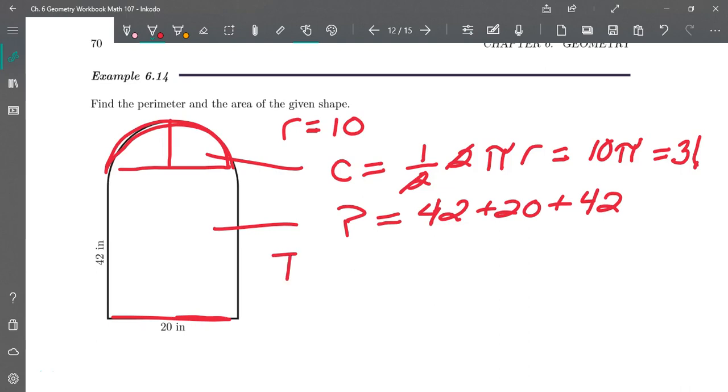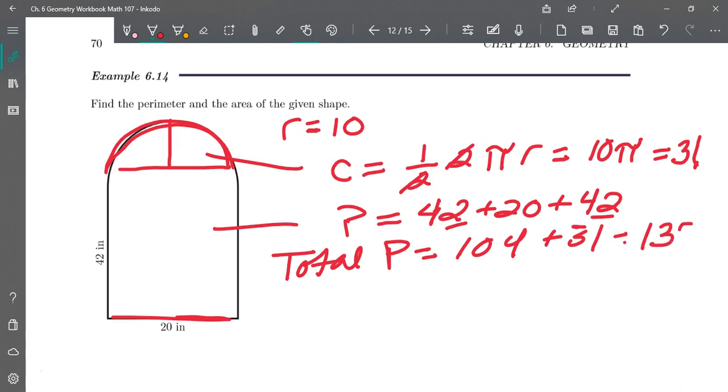So the total perimeter is going to be 84 plus 20, 104, plus our 31 will give us 135. And that will be linear units, inches.